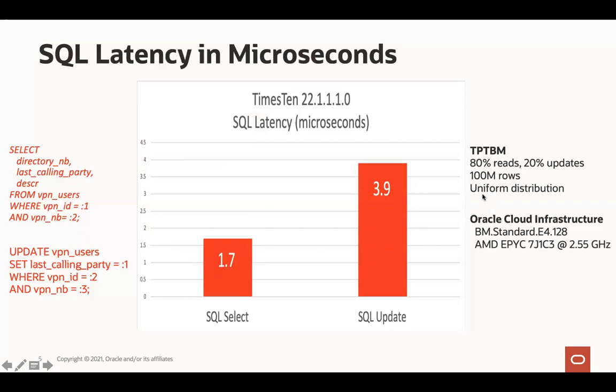And we're using a uniform distribution for that random number generator. So we're doing billions of iterations of selects and updates, and then we're dividing by how many transactions we took. So on average, the SQL select is taking about 1.7 microseconds, and the SQL update and the commit is taking about 3.9 microseconds. So it's very fast. It's dependent on both the CPU and the size of your working set. So the SQL latency for simple SQL operations like this can be very fast.